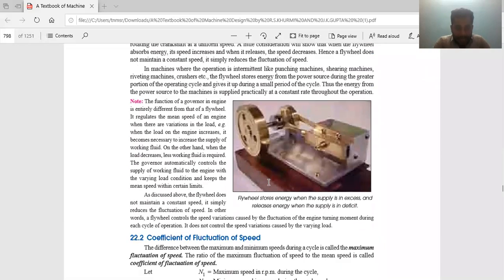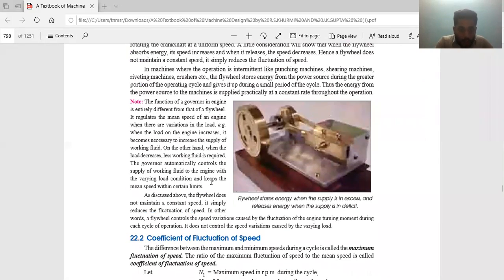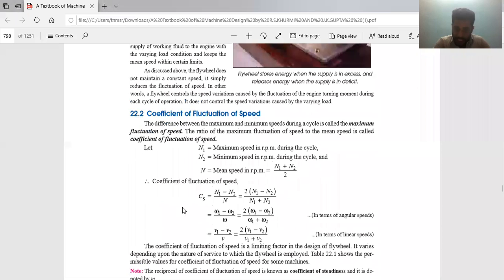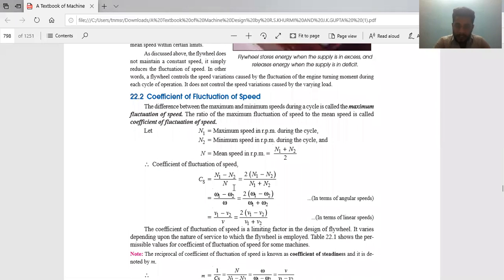Fine. Then you should know this term called coefficient of fluctuation of speed. It can come for 2 marks. What is the coefficient of fluctuation of speed? It is nothing but the ratio of two quantities. The numerator will be the difference of the maximum speed in RPM and the minimum speed in RPM during the cycle, divided by N. What is this N? N is nothing but the mean speed in RPM, that is (N1 plus N2) by 2. Clear?